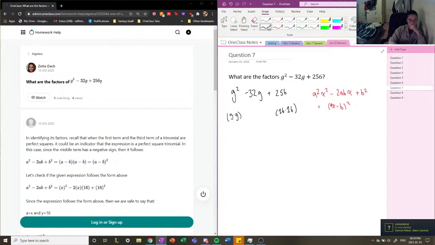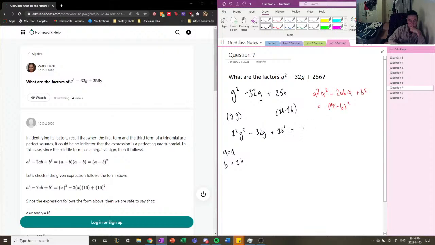So here, we see that g squared is a perfect square, right? So we can write this as 1 squared g squared minus 32g plus 16 squared. That means that a is equal to 1 and b is equal to 16. So then we can rewrite this as 1 squared g squared.